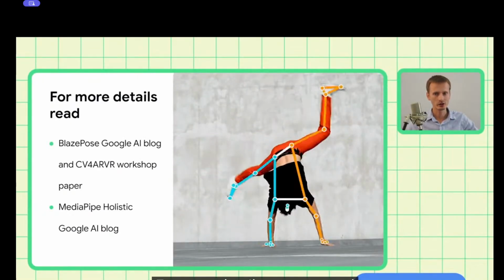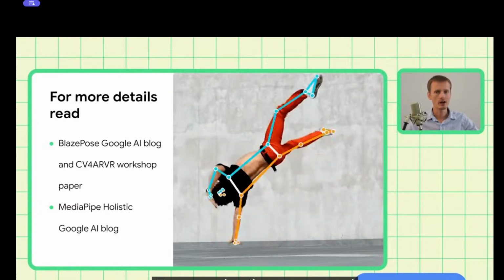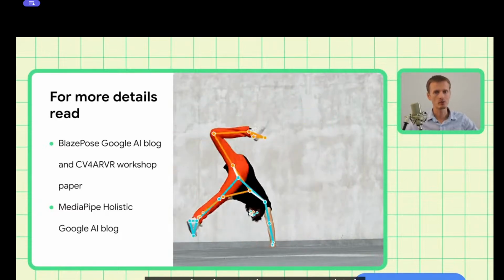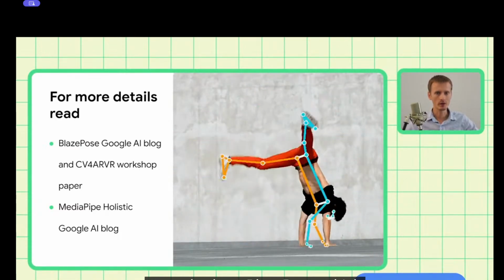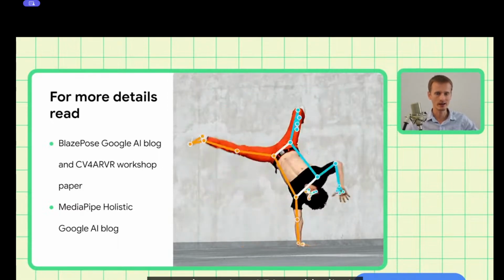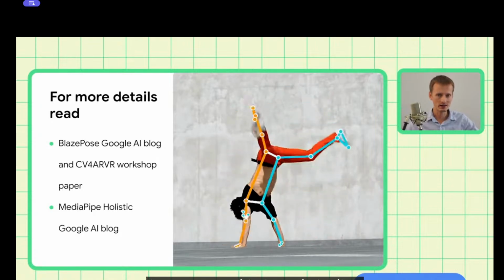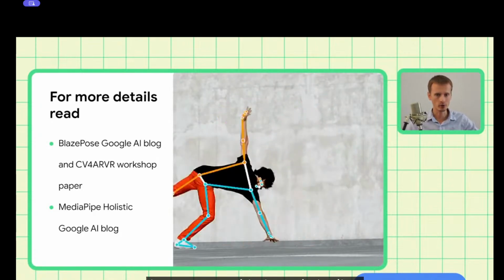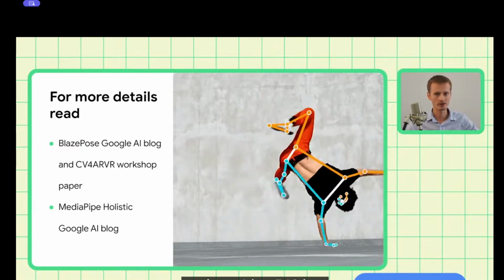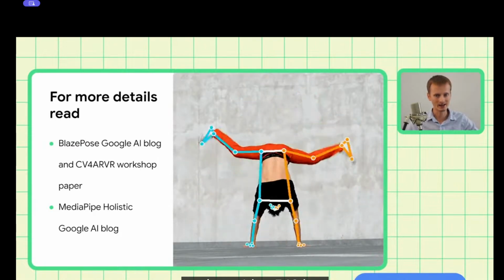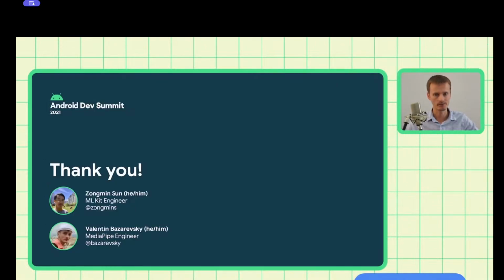For more details, you can read our blog posts that we released recently about BlazePose, which is a model behind the ML Kit Pose Detection API, and Holistic Pose Tracking blog, which is a more sophisticated pipeline built on top of BlazePose and provides 540 key points with detailed hands and face articulation.